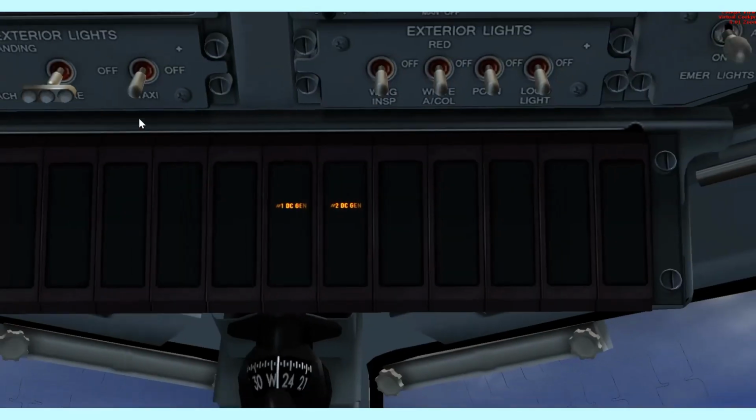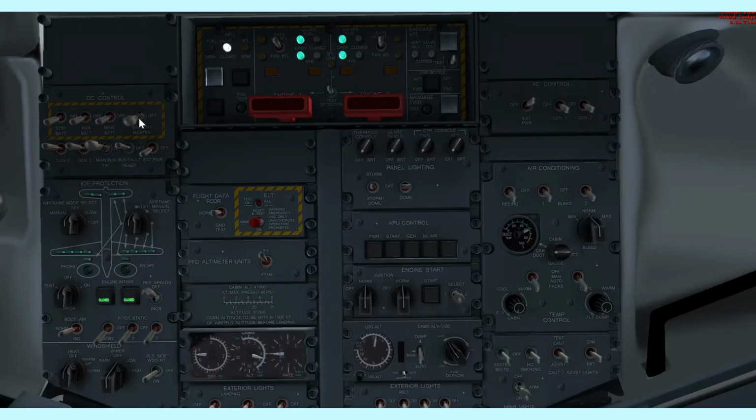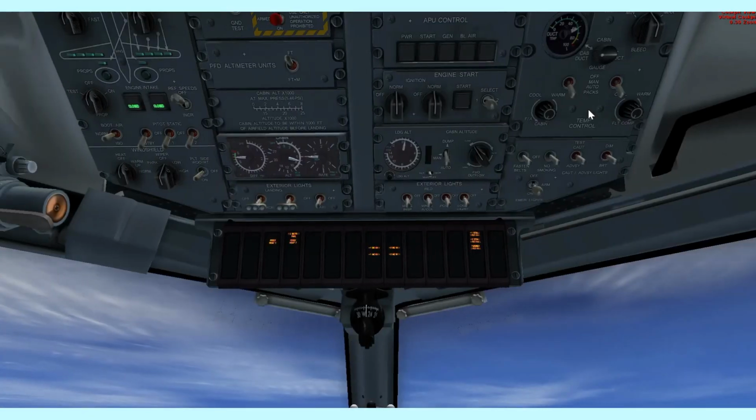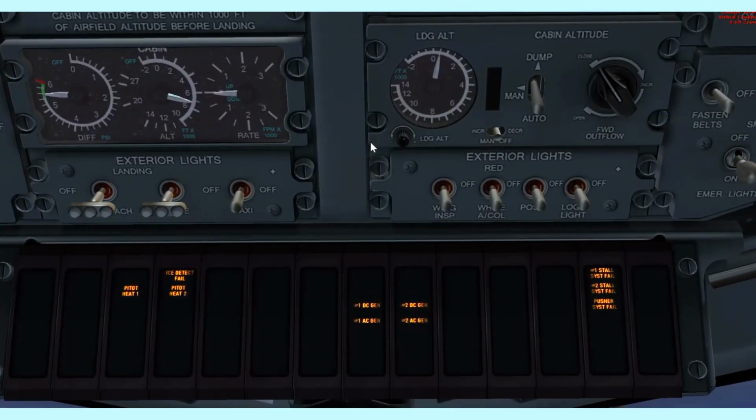Okay, and now I'm going to do the same thing. I'm going to switch off the AC gens. So the AC gens are here, so I'll switch this off. I'll switch this off as well. Okay, and now you can see what has happened. It's quite terrible. Okay, we have all these lights which have come through.